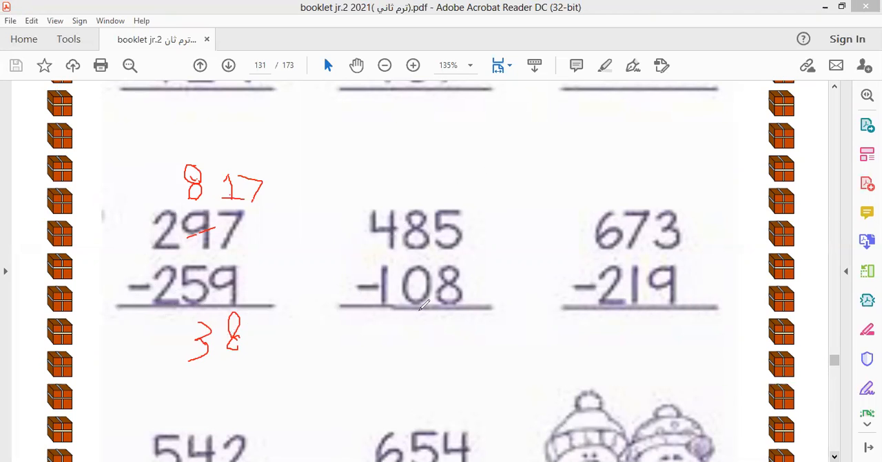485 minus 108. Start with ones. 5 minus 8 doesn't work, so we go to the next place, which is the tens place. 8 becomes 7. And 5 becomes 15. And 15 minus 8, 7. And 7 minus 0, 7. And 4 minus 1, 3.